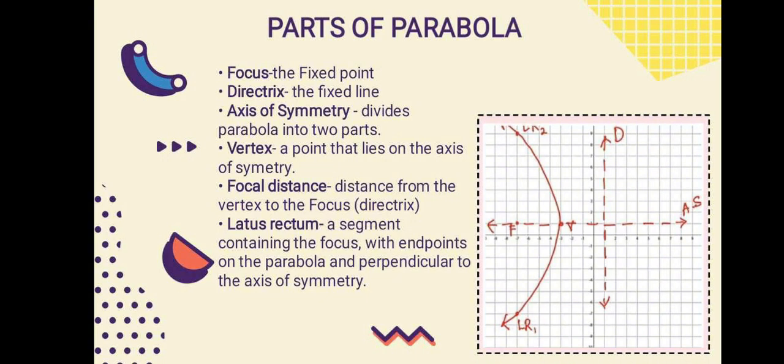Axis of symmetry: the line that divides the parabola into two congruent halves and passes through the vertex. It divides the parabola into two parts. Vertex: it is the point where the parabola changes direction. It is also the midpoint between the focus and directrix.